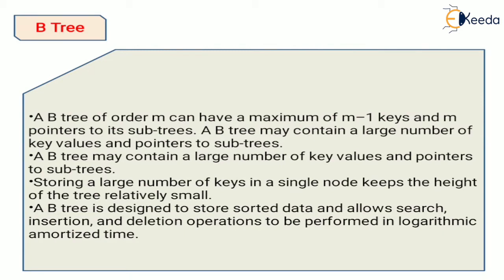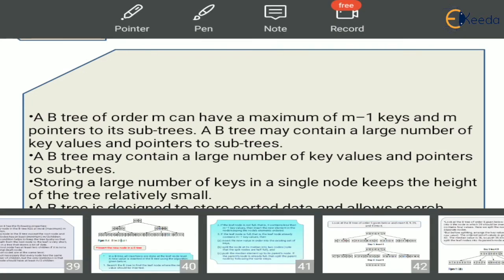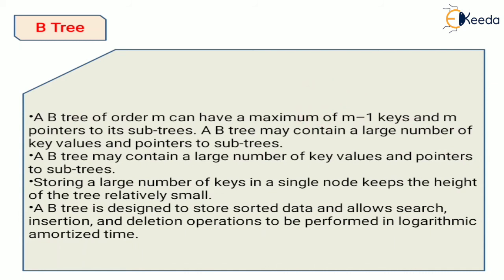A B-tree is a self-balancing tree of order M. Order M means the order of a tree that we give while we are taking the example. Suppose the order is 5, so M is equal to 5. It can have a maximum of M minus 1 keys. So if the order of the tree is 5, then M minus 1 means 4 keys, and M pointers, that is 5 pointers to its subtrees.